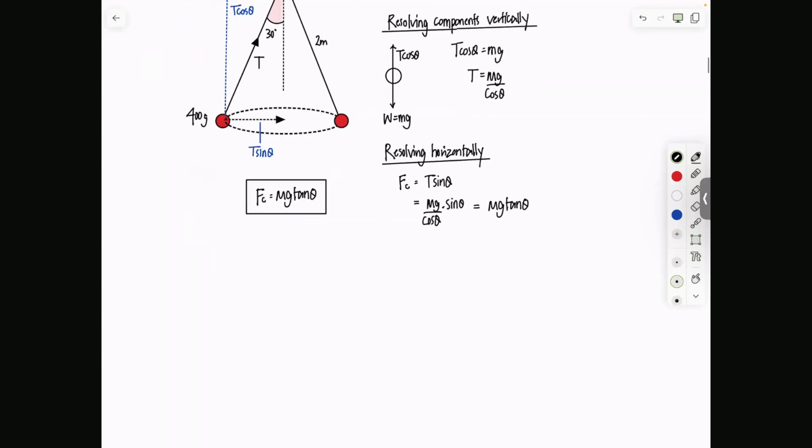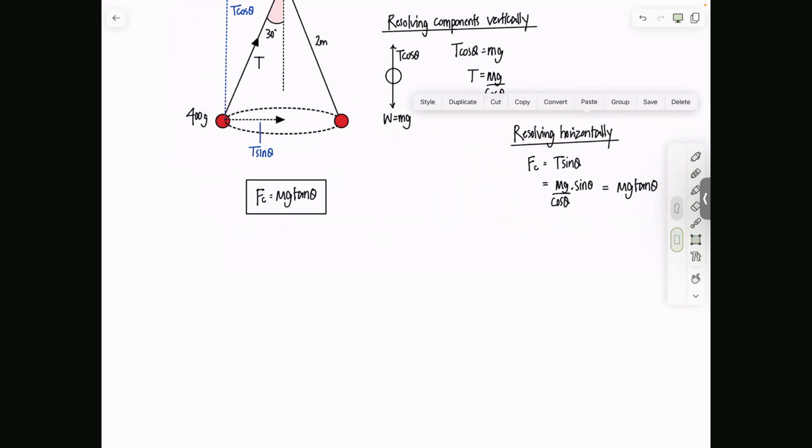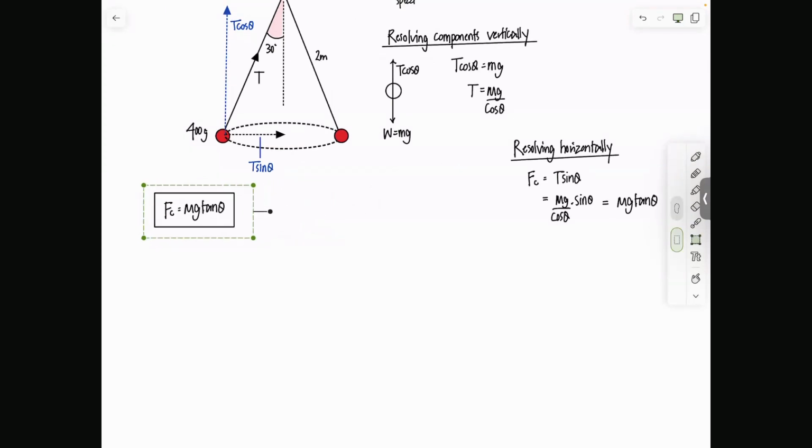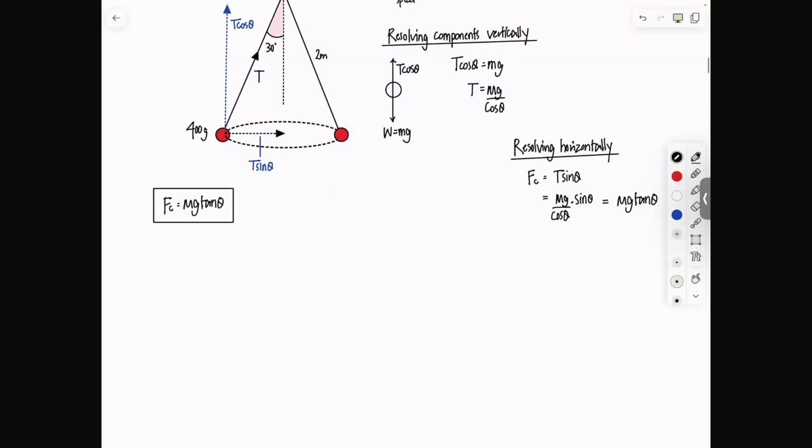In an exam, even if you don't show this part, it's fine, but obviously how else will you find it, right? So you have to somehow come to this answer. You can show it, no problem, but this is where we start our question. I want to find speed, right? So how do I find my centripetal force? What's the formula for centripetal force?